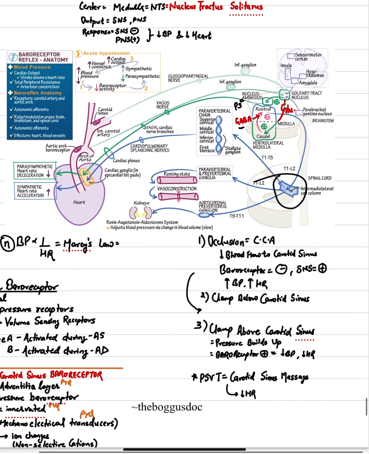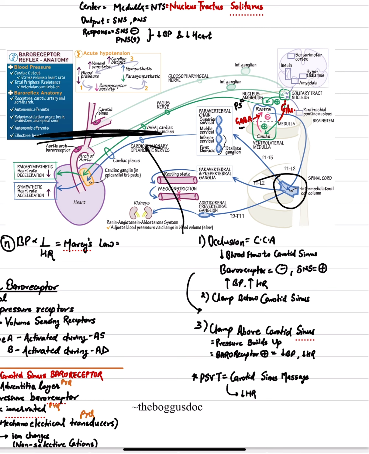Okay, so what do we do if we occlude the common carotid artery? Just imagine we occluded the common carotid artery. If we occlude it, the blood flow to the carotid sinuses decreases. Because blood flow to the carotid sinus decreases, the baroreceptor will think that blood flow decreased, so the baroreceptor will be inhibited, and the sympathetic nervous system will be stimulated, so blood pressure and heart rate will increase. But what if we clamp below the carotid sinus? Either occluding the CCA or clamping below the carotid sinus means the same for both.